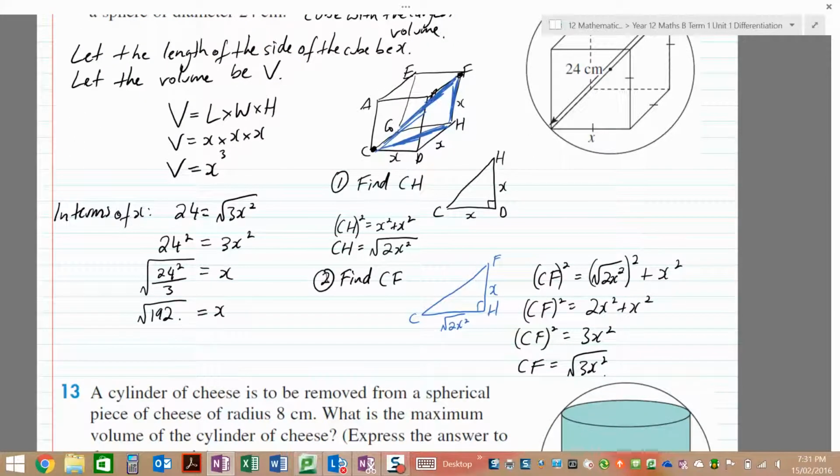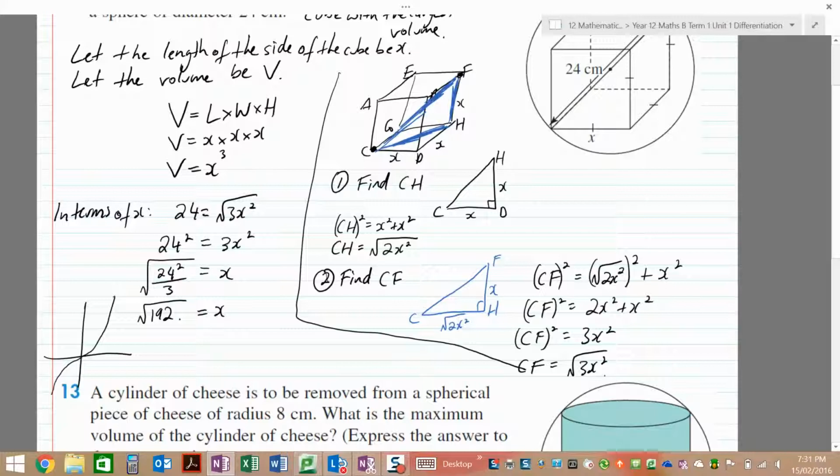Okay, so this question's weird because we're not really using optimization at all. This volume formula, x cubed, pretty much just looks like this. If I was to optimize V equals x cubed, I'd find one turning point and it'd be this point of inflection at the origin. So there's going to be no minimums and maximums like along this line. So all I'm really going to do is substitute in x equals the square root of 192 to find the maximum volume, okay, because that's where it'll be.